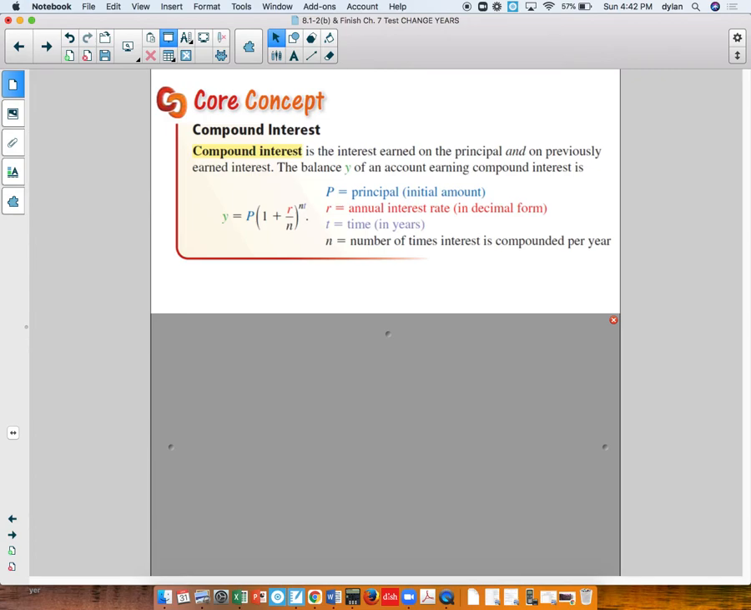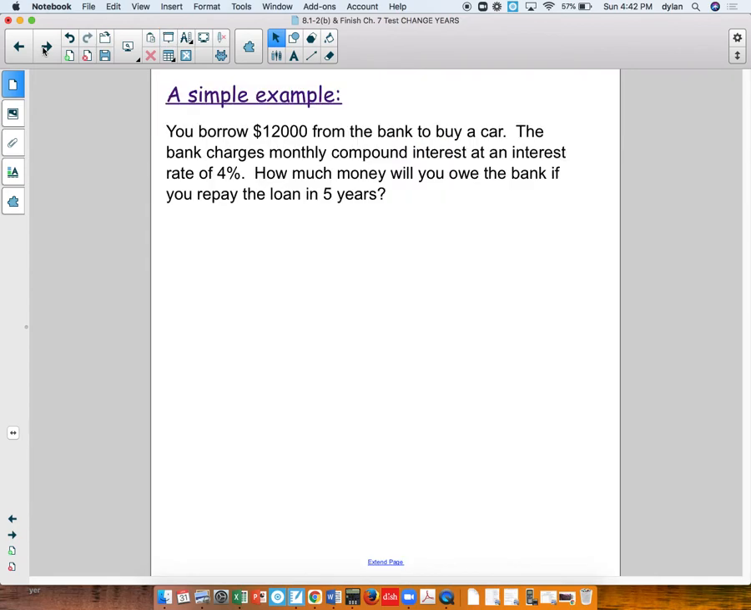As a simple example to make sure we remember how to do this, let's look at that car loan again. This time, a more realistic case: you borrow $12,000 from the bank to buy a car. The bank charges monthly compound interest at an interest rate of 4%. We want to know how much we will owe the bank in 5 years.